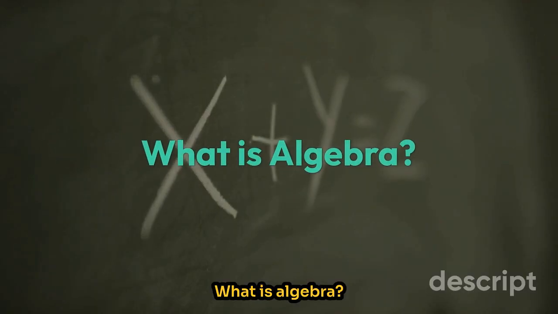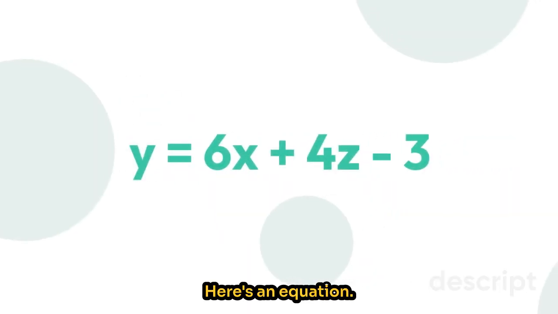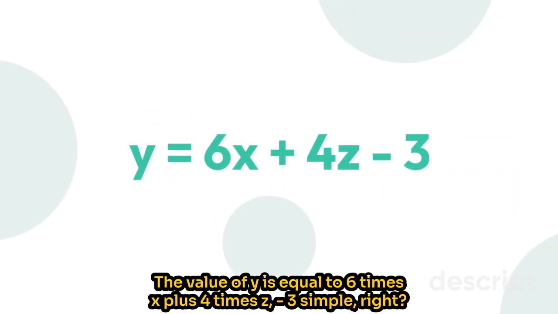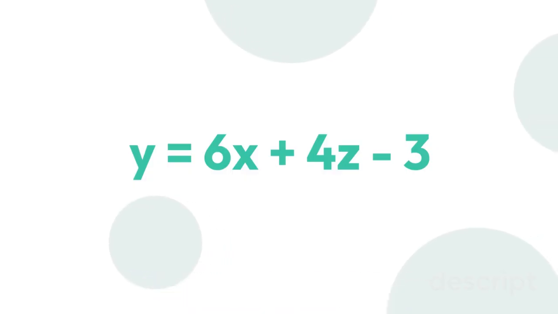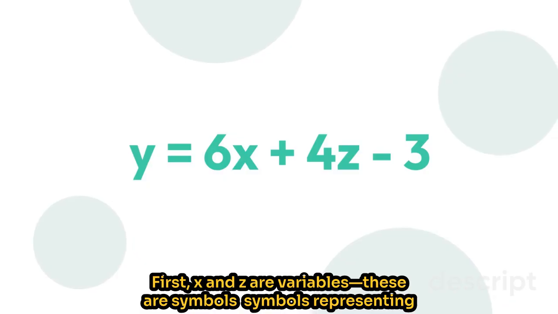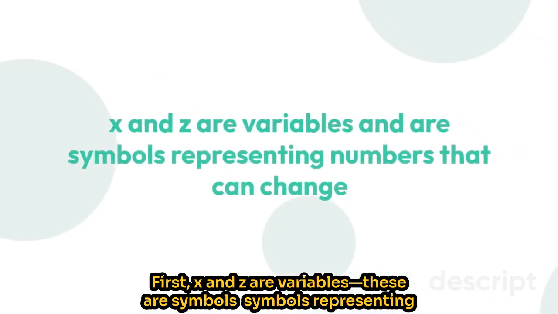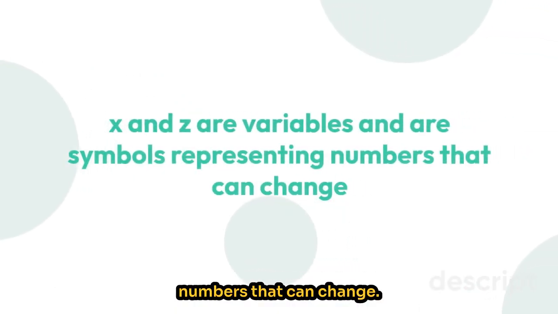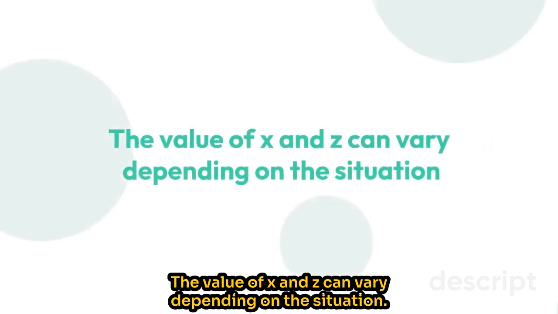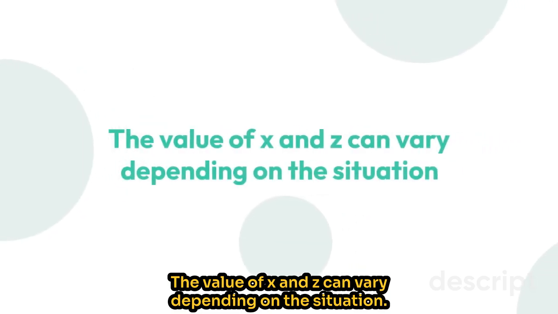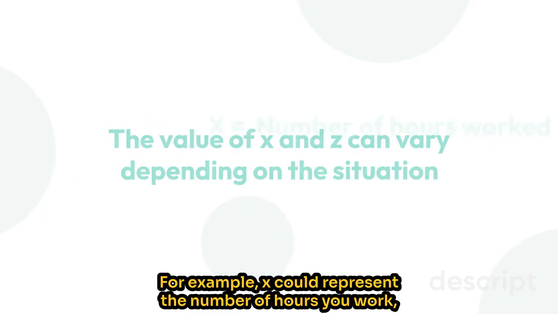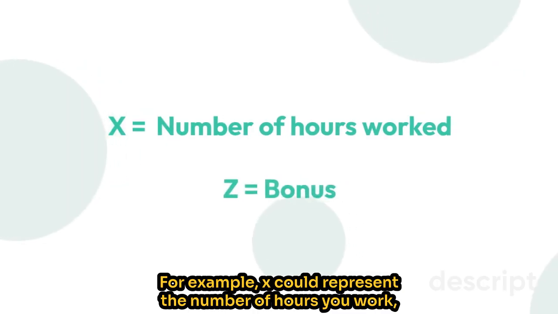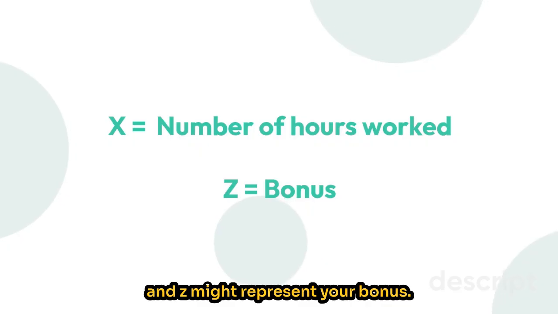What is algebra? Here's an equation. The value of y is equal to 6 times x plus 4 times z minus 3. Simple, right? But what does it actually mean? Let's break it down. First, x and z are variables. These are symbols representing numbers that can change. The value of x and z can vary depending on the situation. For example, x could represent the number of hours you work, and z might represent your bonus.